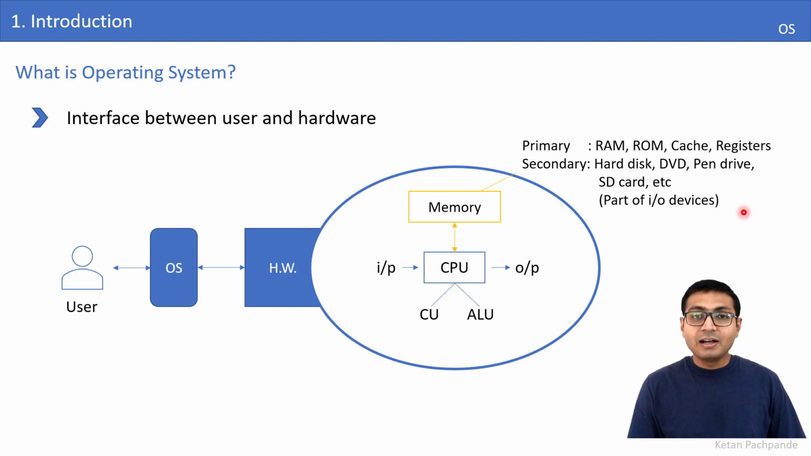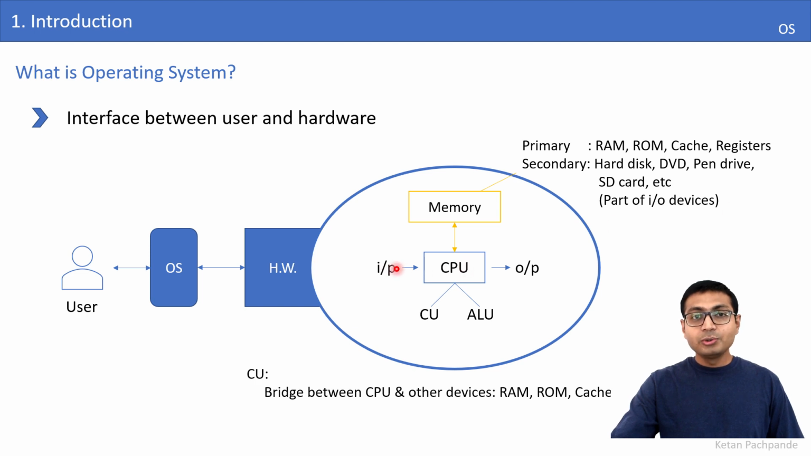These secondary disks are assumed as I/O devices which are attached to the machine but not directly attached to the CPU. So the CPU can't understand these secondary disks directly. The CPU only understands the primary memory. So the job of the CPU is to get the input from the user, that is nothing but the instruction and data from the user. The CPU executes it and produces the output.